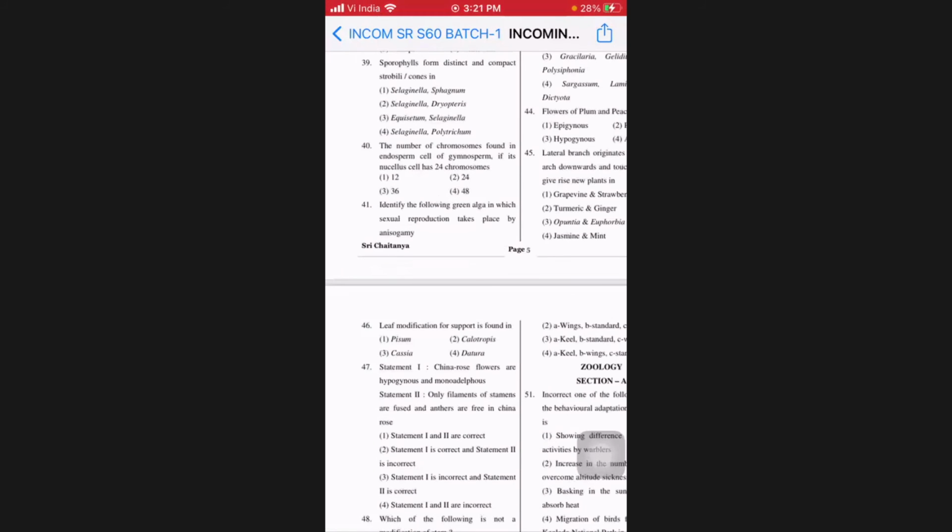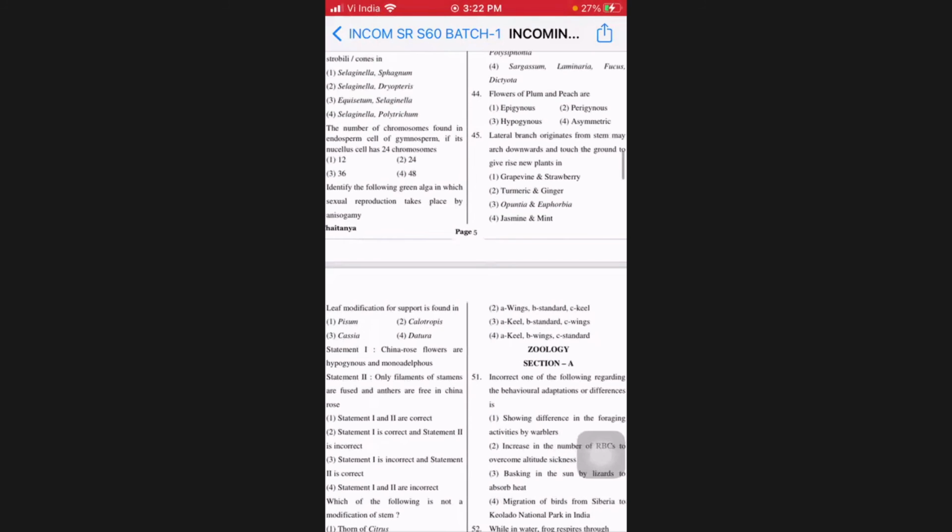48th. The number of chromosomes found in the endosperm cell of gymnosperms if its nucellus cell has 24. Endosperm in gymnosperms is with what ploidy, Nana? Remember? Haploid. Nucellus is diploid. So he is giving the diploid number as 24. So how much should the haploid number be, beta? Should be 12, right? So first option.